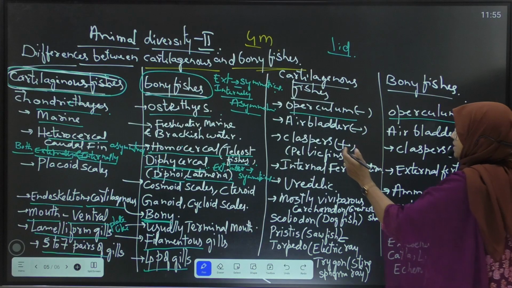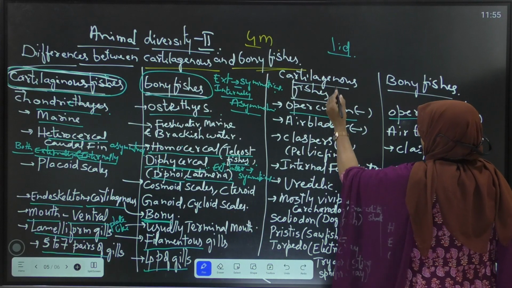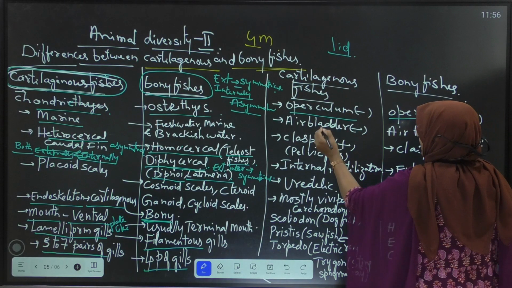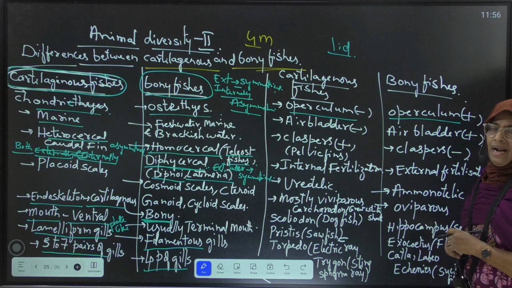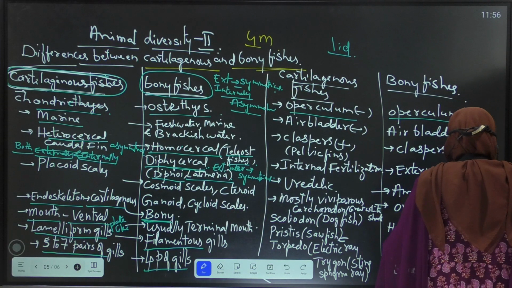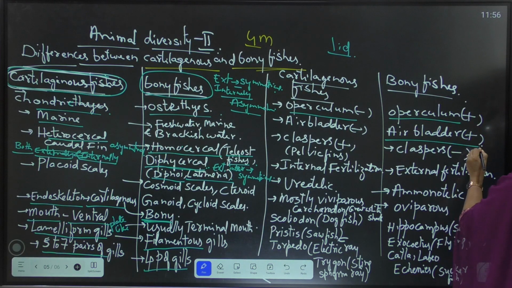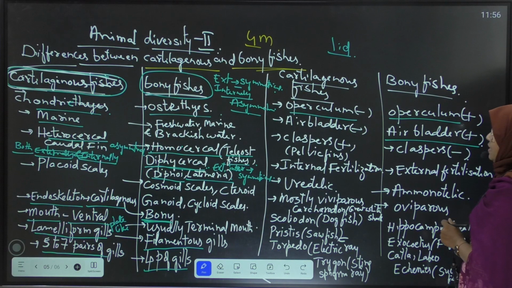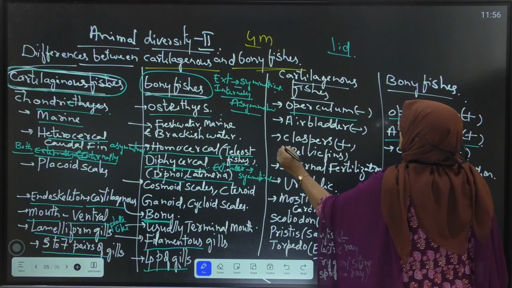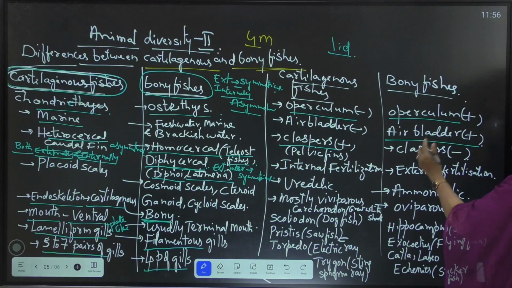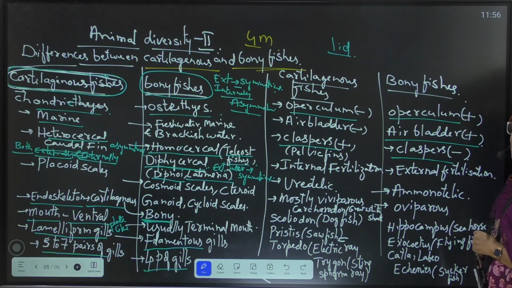Right? Next, air bladder. It is otherwise called swim bladder, which is absent in cartilaginous fishes. In bony fishes, air bladder or swim bladder is present. Next, in cartilaginous fishes, claspers are present. In bony fishes, claspers are absent.